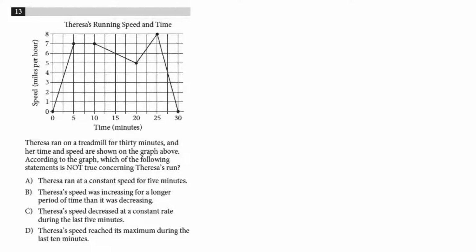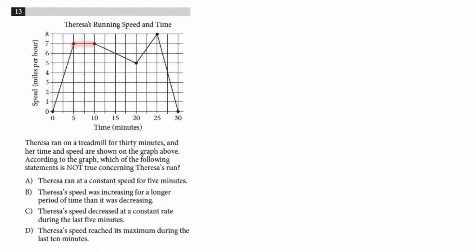13. Teresa's running speed and time. Teresa ran on a treadmill for 30 minutes, and her time and speed are shown on the graph above. According to the graph, which of the following statements is not true concerning Teresa's run? A. Teresa ran at a constant speed for 5 minutes. Let's see. If Teresa ran at a constant speed, the speed wouldn't change. That would mean there would be a horizontal tangent, right? So right here, that's where she ran at a constant speed, and that is 5 minutes.